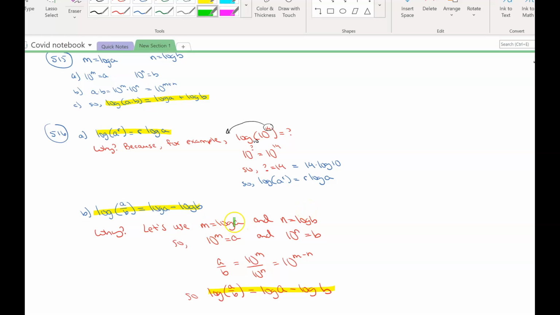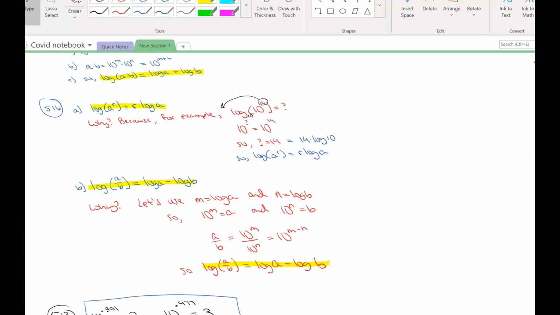Well, m equals log A is the same thing as saying 10 to the m equals A. And n equals log B is the same thing as saying 10 to the n equals B. And then I said, well, what is A over B? Well, A over B is 10 to the m over 10 to the n, which equals 10 to the power of m minus n by properties of exponents.